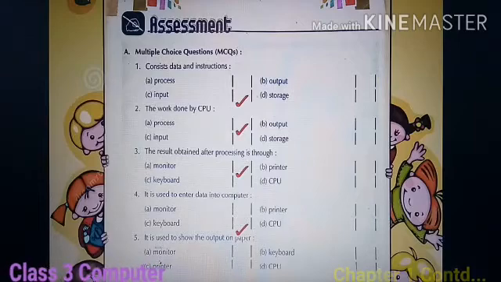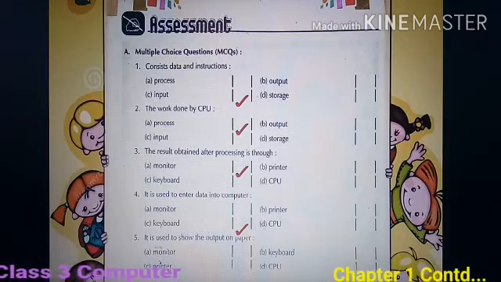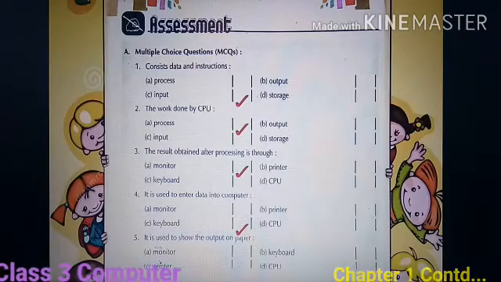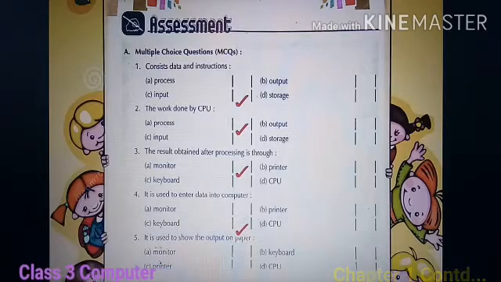The last question in multiple choice. It is used to show the output on paper. We have options monitor, keyboard, printer, CPU. Which device is used to show output on paper? Yes, right. The answer is printer.